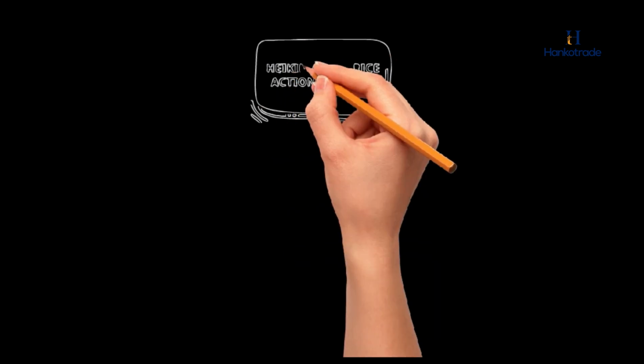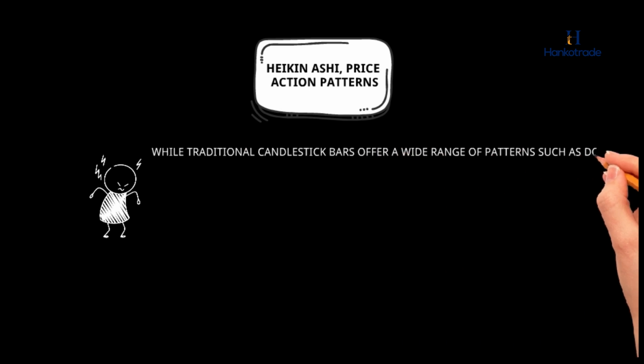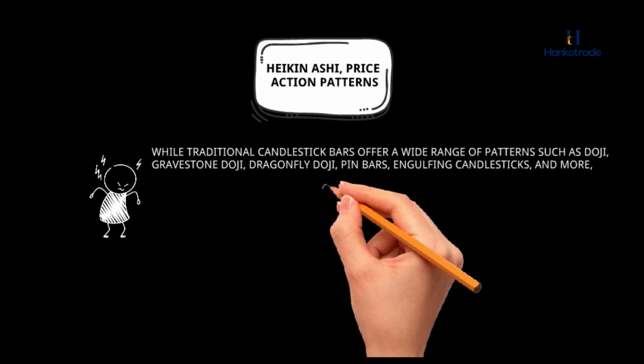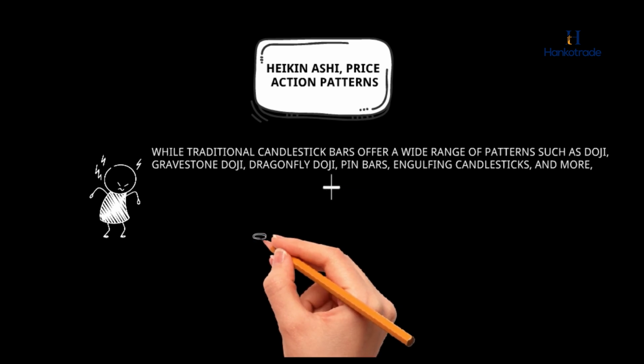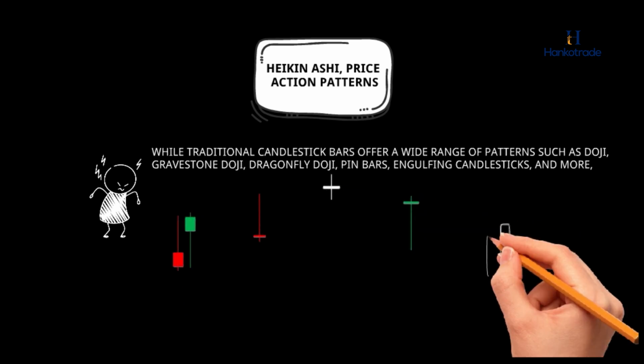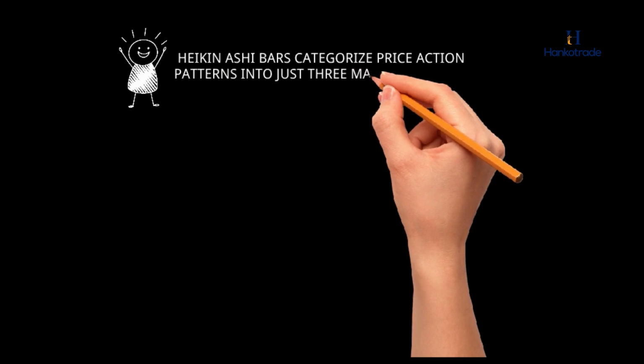With Heiken Ashi bars, price action patterns are simplified compared to traditional candlestick bars. While traditional candlestick bars offer a wide range of patterns such as doji, gravestone doji, dragonfly doji, pin bars, engulfing candlesticks, and more, Heiken Ashi bars categorize price action patterns into just 3 main types.